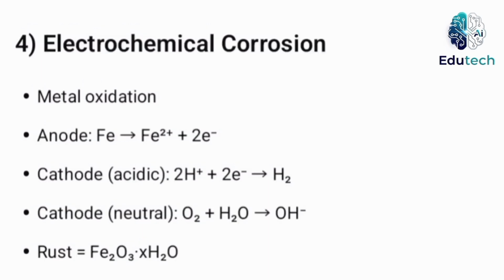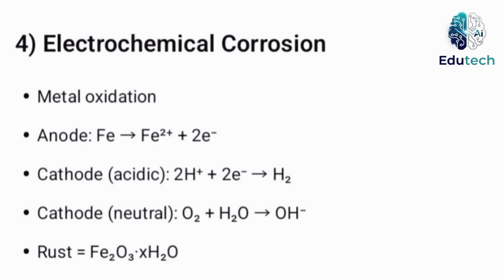Explain electrochemical corrosion mechanism in acidic and alkaline medium. Electrochemical corrosion is a deterioration of a metal due to electrochemical reactions occurring on its surface. It involves formation of anodic and cathodic areas on the metallic surface. In acidic medium, iron undergoes oxidation at the anode. Fe gives Fe2+ plus 2 electrons.